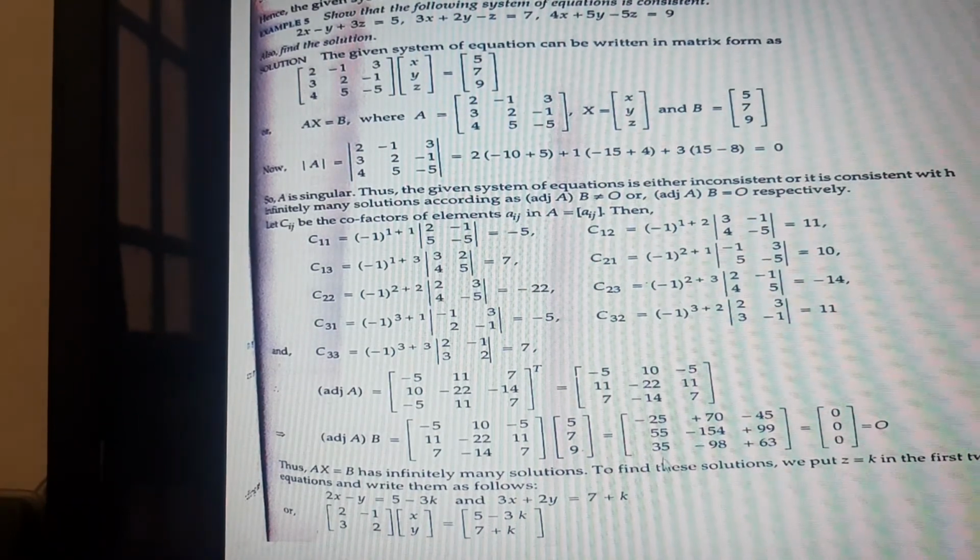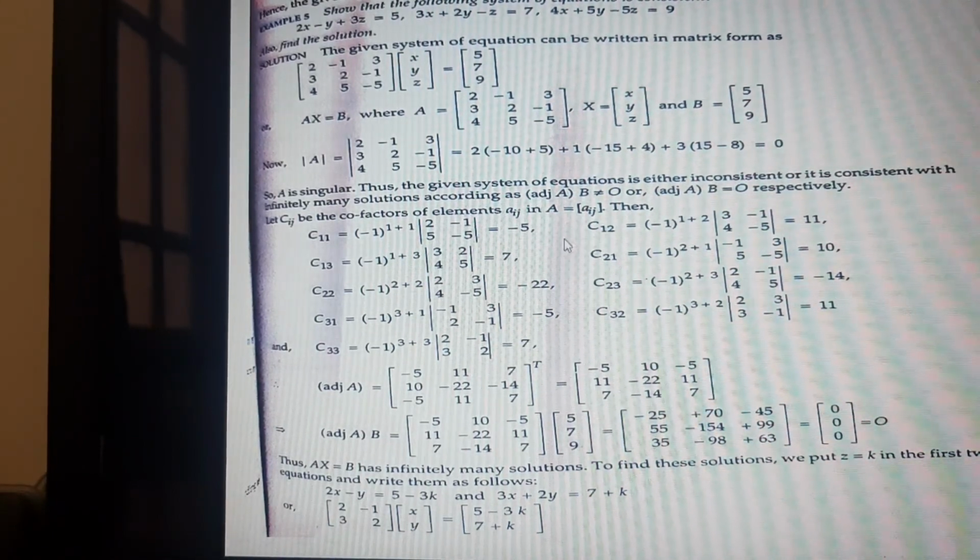You can see here, after finding the determinant, it is equal to 0. So we have to check adjoint of A into B. After checking the adjoint of A into B, you can see in this example we are getting a null matrix. All the cofactors have been found. Then we have taken the transpose of the cofactors. This is the adjoint of A. Then the adjoint of A is multiplied by B, and you are getting a null matrix. So because we are getting a null matrix, it has infinitely many solutions. That is, it is consistent with infinitely many solutions.